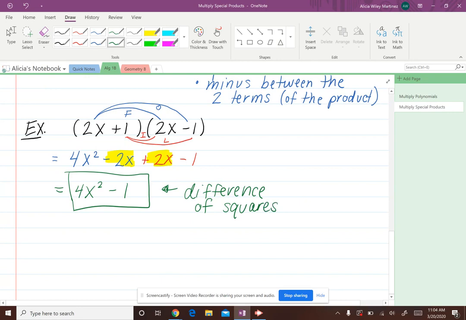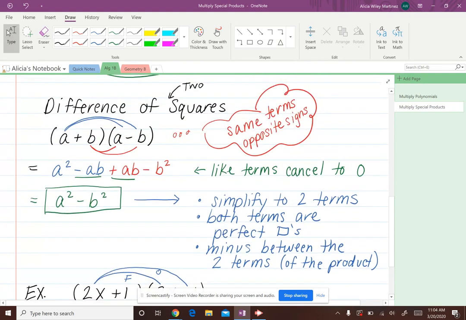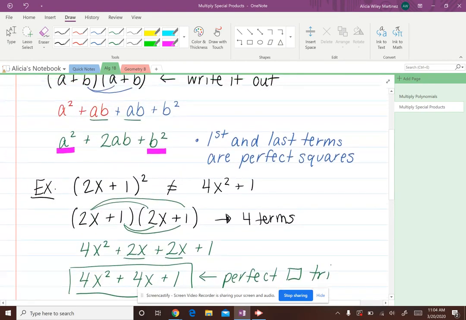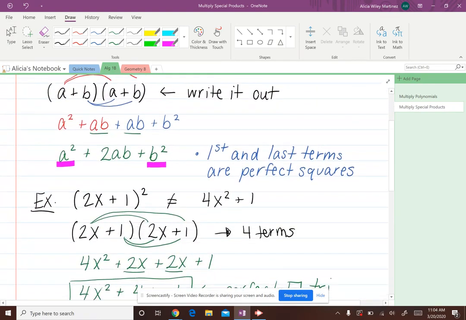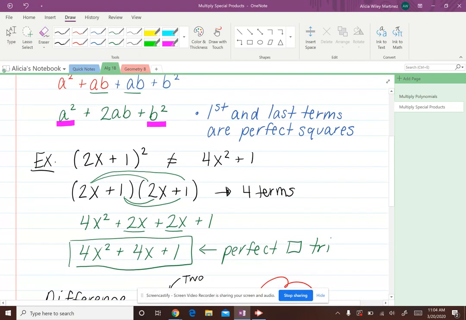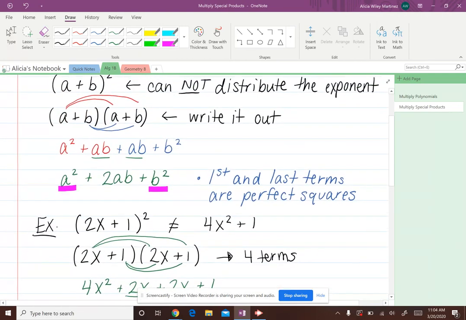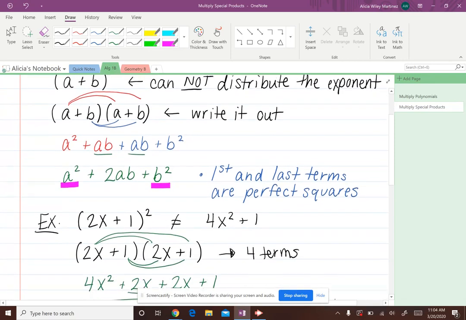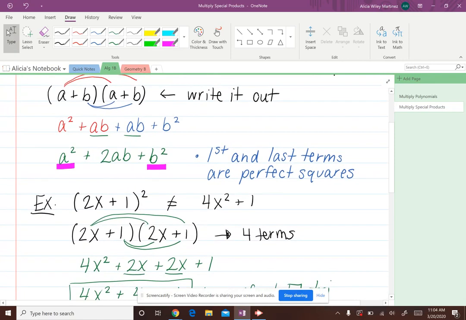So there you have it. The two special products: a difference of squares, and the first one we talked about, a perfect square trinomial. You can see what they look like before you start the problem and the characteristics that you get at the end of the problem when you have your product. I hope this helped. Please let me know if you have any questions, and good luck with your assignment on this.